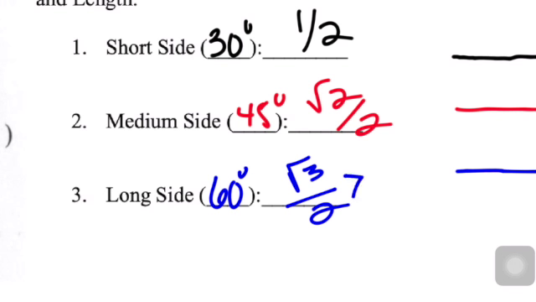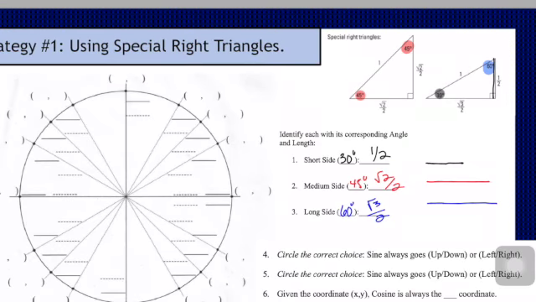And it makes sense, right? Radical 3 is bigger than radical 2, so radical 3 over 2 has to be bigger than radical 2 over 2, right? So that has to be true. Okay, so there we go. Now that we have those three sides, we're going to go ahead and put those on.